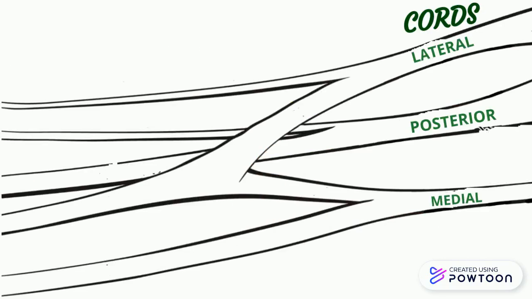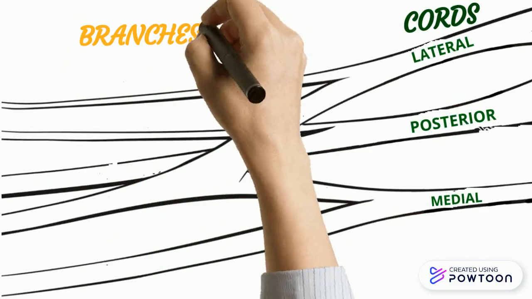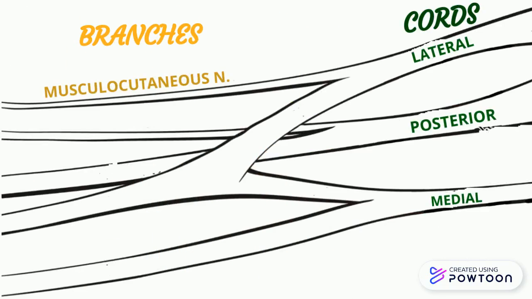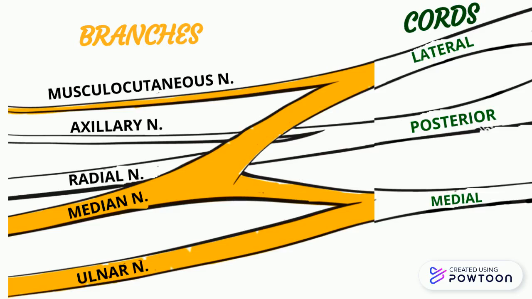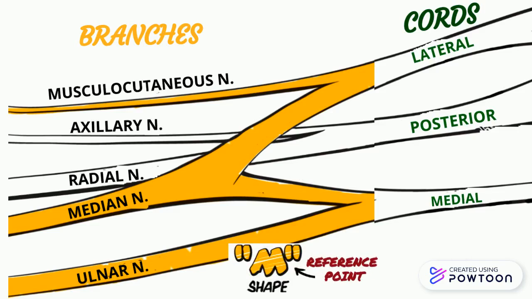Finally the brachial plexus will form its 5 terminal branches. These are the musculocutaneous nerve, axillary nerve, radial nerve, median nerve, and ulnar nerve. Terminal branches of the lateral and medial cords form the characteristic M shape, anterior to the axillary artery, which is usually the most distinctive feature of the brachial plexus, and serves as a reference point for locating and identifying the other components of the plexus.